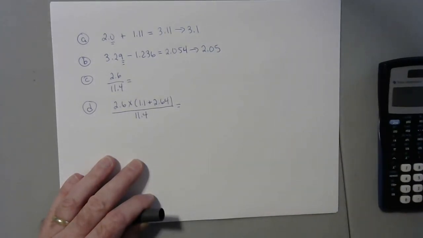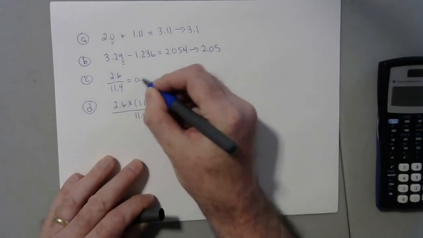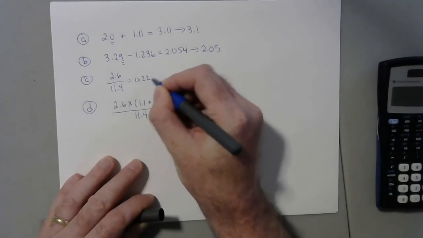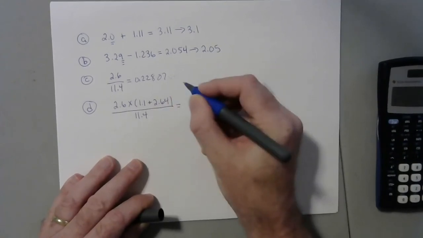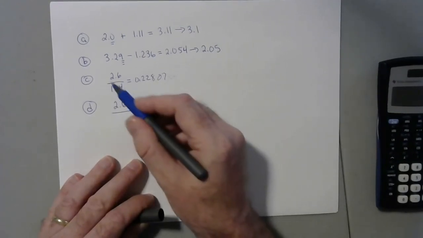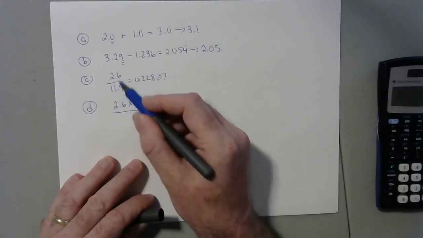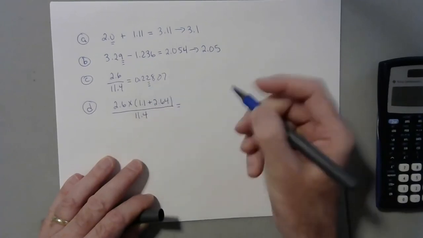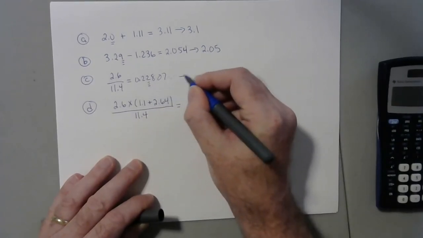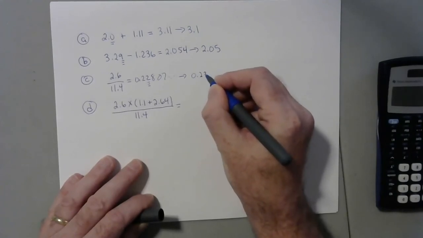If we take the next one, 2.6 divided by 11.4, I'm going to end up with 0.22807, etc. But based on that, I only want 2 significant figures because now I'm doing multiplication and division. So I'm going to round to this place right here, which means that's going to become 0.23.